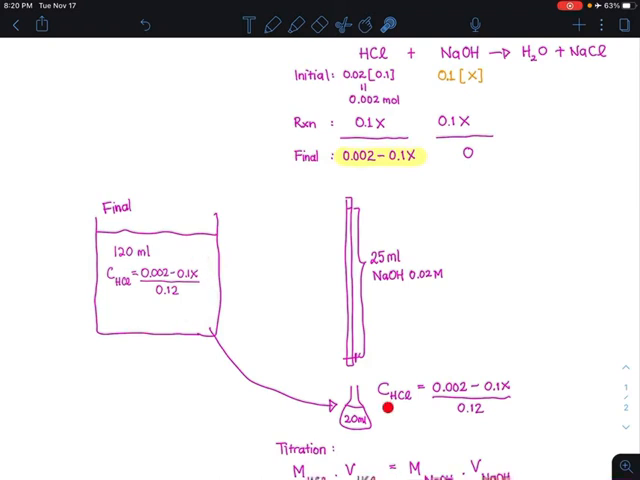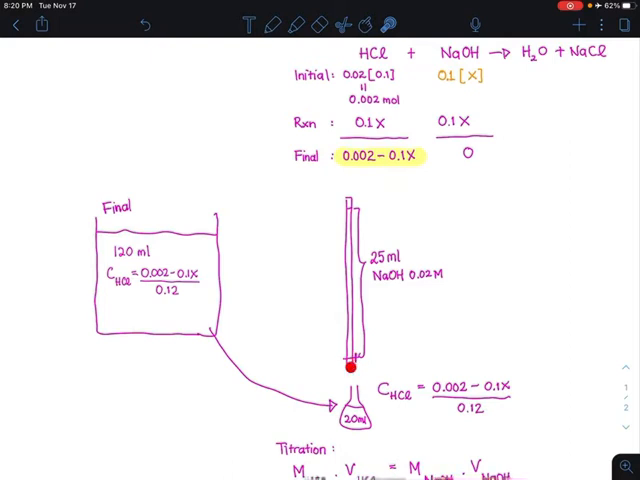So the concentration is 0.002 minus 0.1 X divided by 0.12. The volume is 20 milliliter. Okay, and then we will perform titration. Inside the burette we will have, let's say, sodium hydroxide, the concentration 0.02 mole per liter, and the volume is 25 milliliter. Okay, so we'll perform titration.